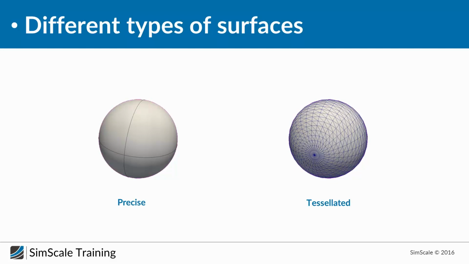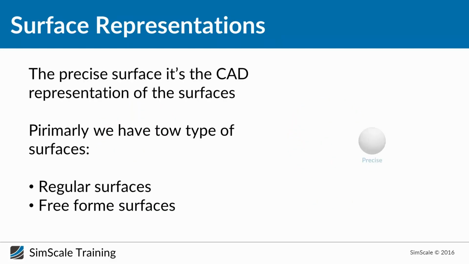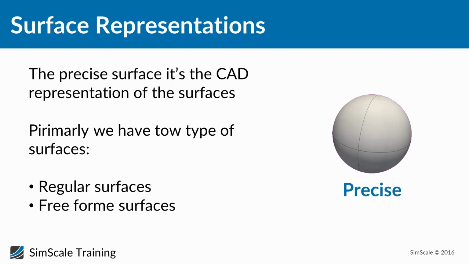So first of all, we have the precise surface, and we have also the tessellated surface. We're going to talk about more details about what's the difference between the two surfaces or the two representations, but at the same time we will talk about how we can handle the two different representations. So let's start with the precise surface.